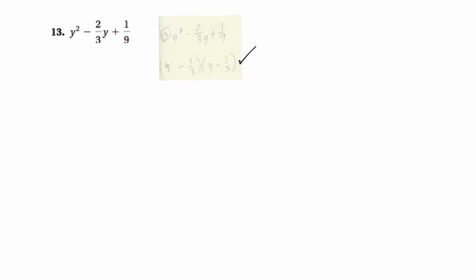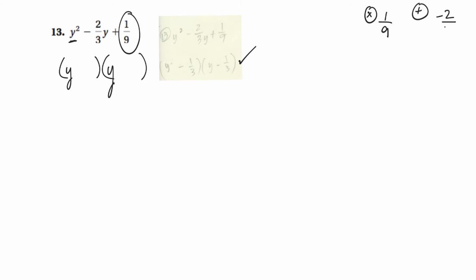This looks like the correct answer. What I do with this one is with their fractions, I'm just having a ballpark. So the y I'm splitting into y and y. And then I'm looking for two numbers that multiply to 1/9, and they have to add to -2/3. Well, there's only a couple numbers that would work.